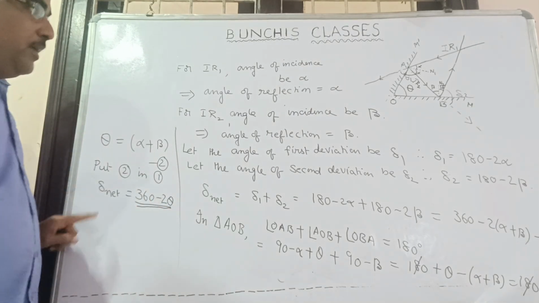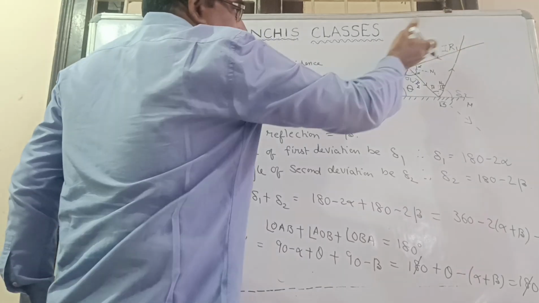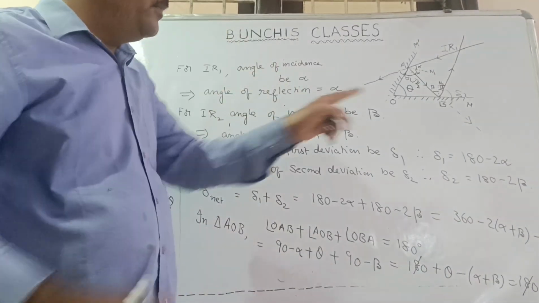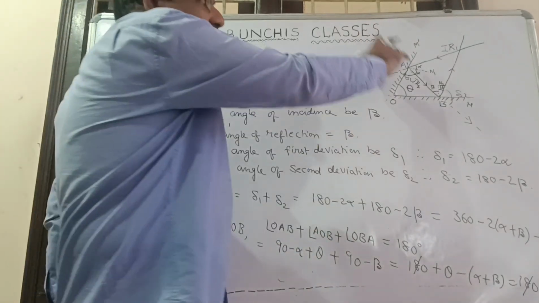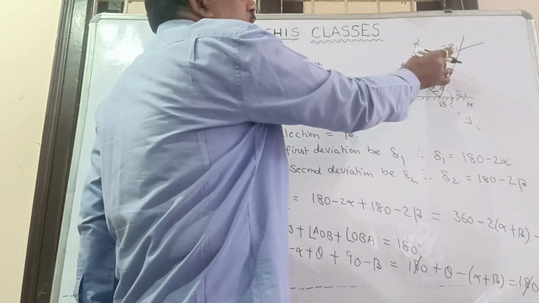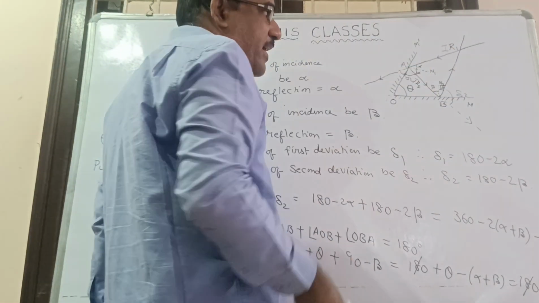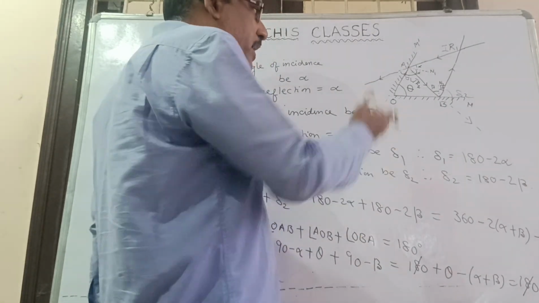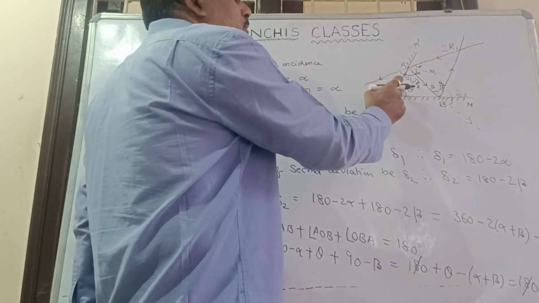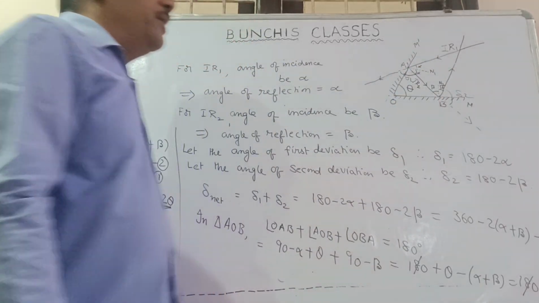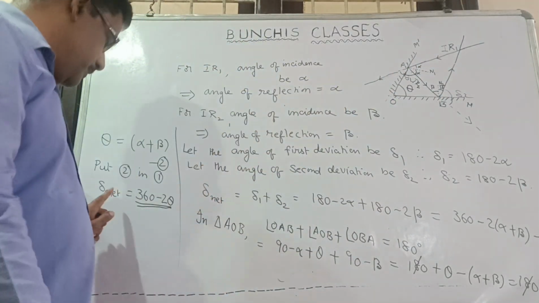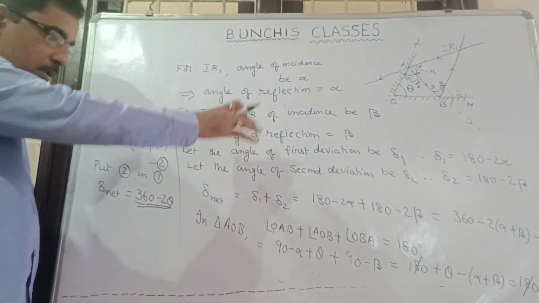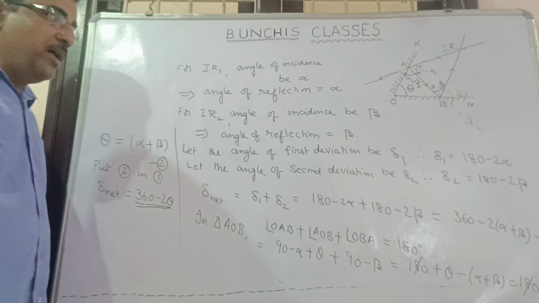Observe here. When two mirrors are arranged making an angle of theta like this, the net deviation does not depend on the first incident angle or the second incident angle. It entirely depends upon the angle between the two mirrors, that is theta. So observe this, delta net is equal to 360 minus 2 theta. Just note this, pause the video and note.